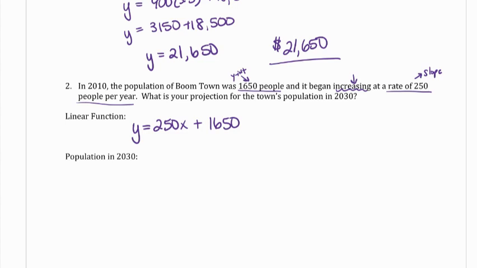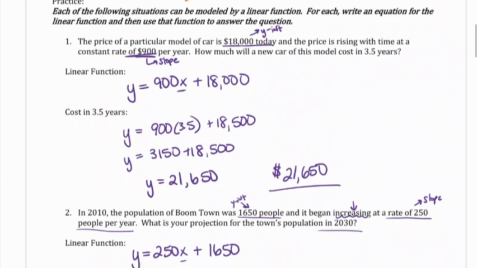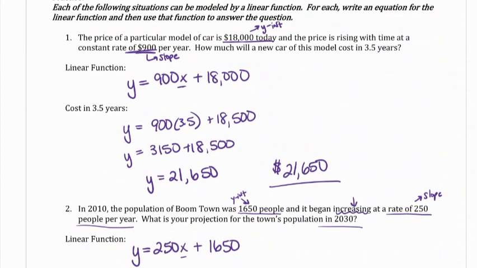Okay, so now I want to know what was the population in 2030. Remember our x here again, it was 250 per year, so that's our year. So I'm going to do... Oh, shoot. Did I do this one wrong?